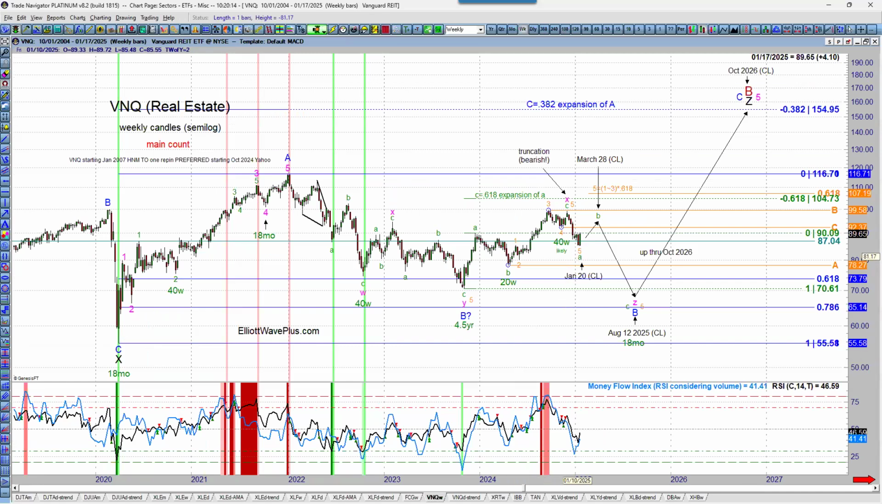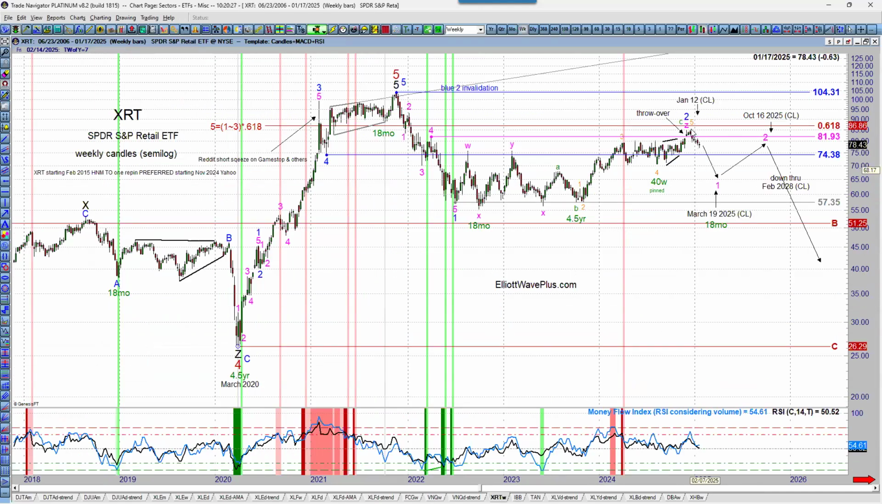Real estate, VNQ, starting into a bounce out of a mid-January trough, and this is likely to bounce all the way through late March, according to Hurst. Retail has been moving down recently, and I don't think it's done moving down yet. There's been a number of store closings announced by some major retailers. The most recent one I saw was Kohl's department stores closing a whole bunch of stores. Still looking for downside through mid-March on XRT, retail.